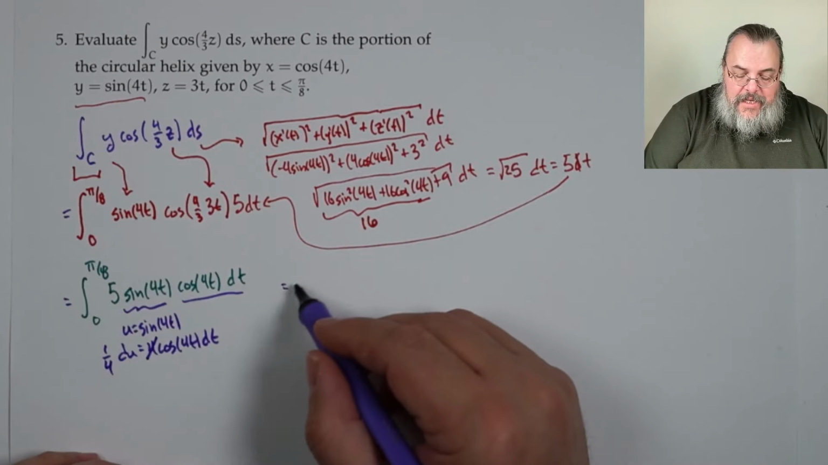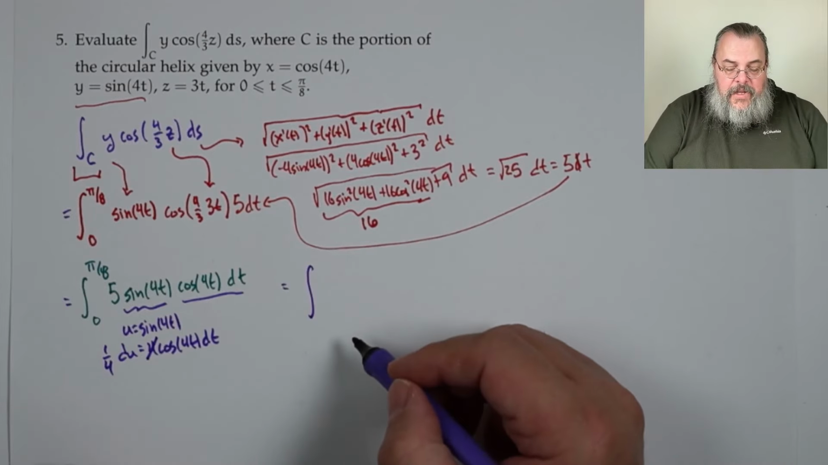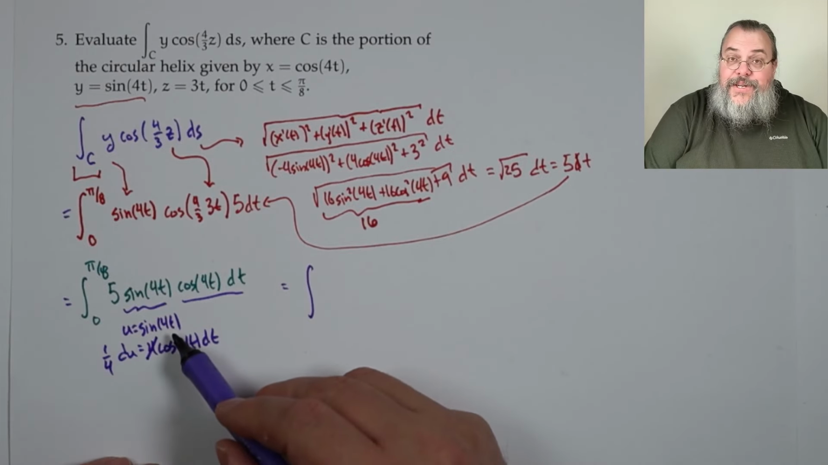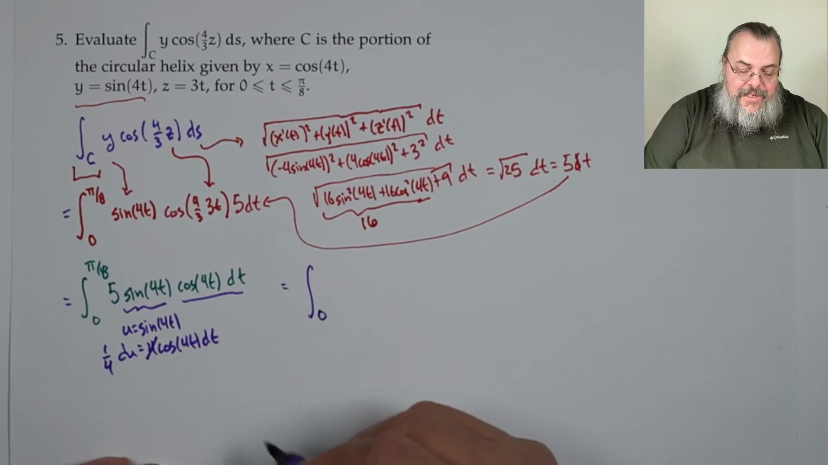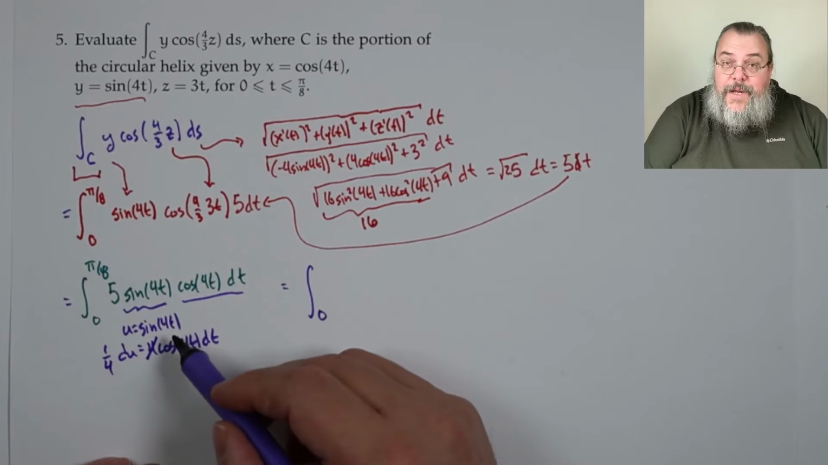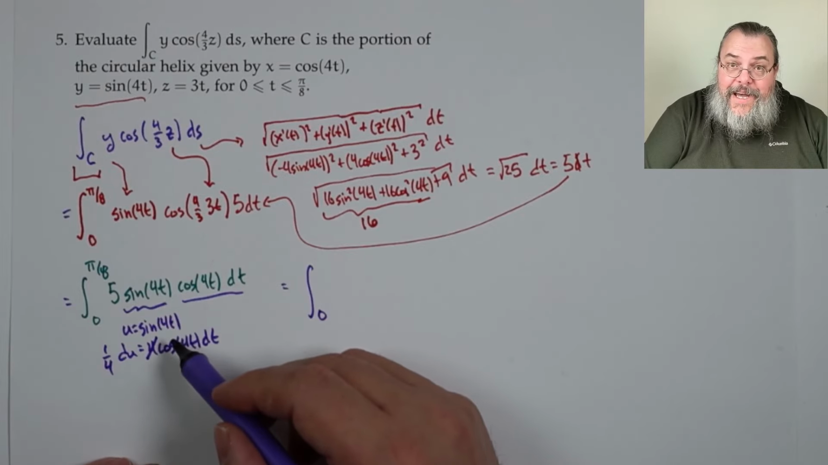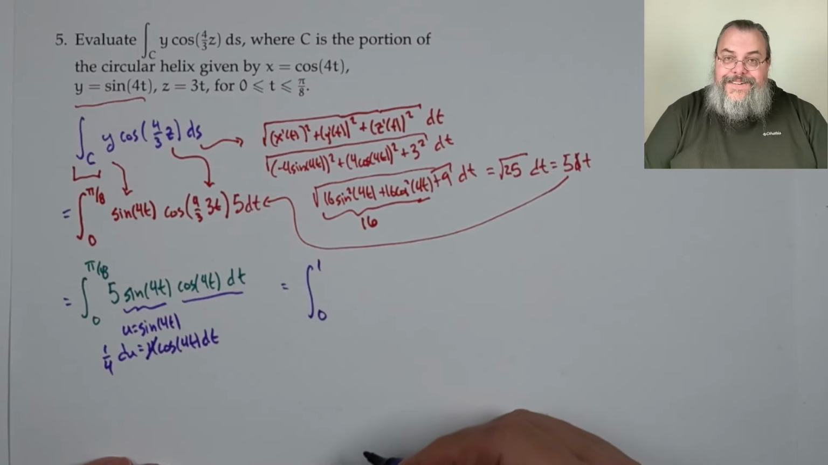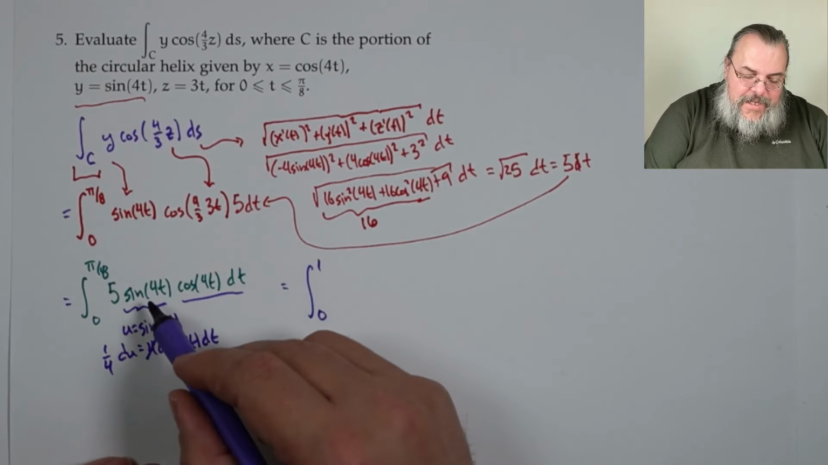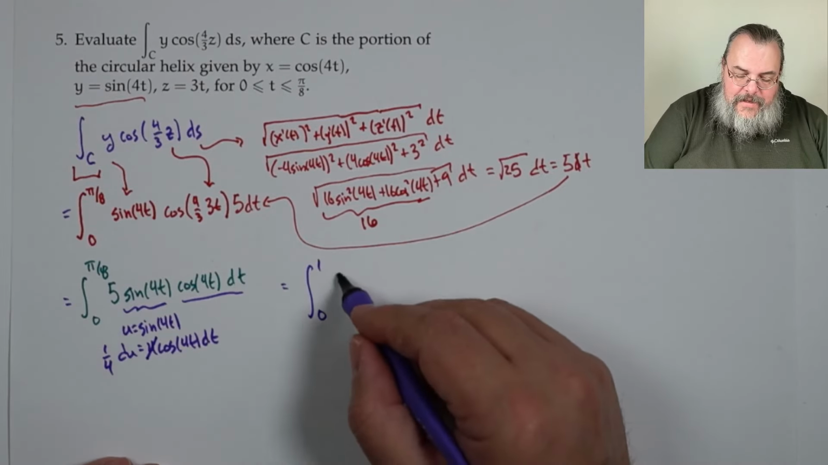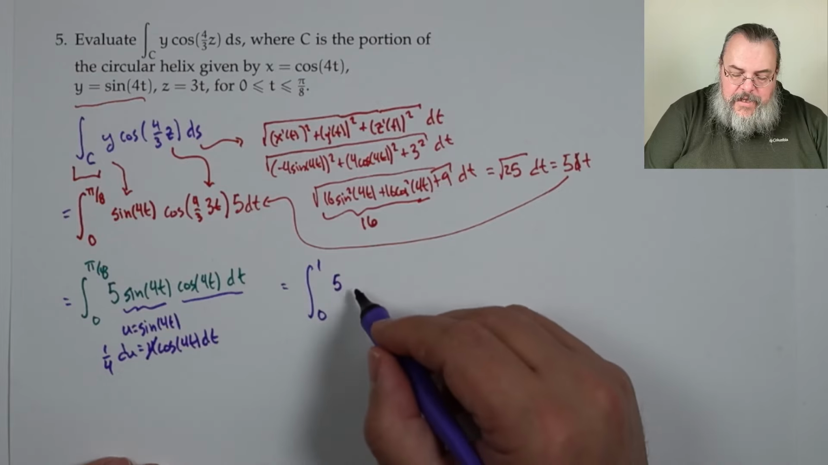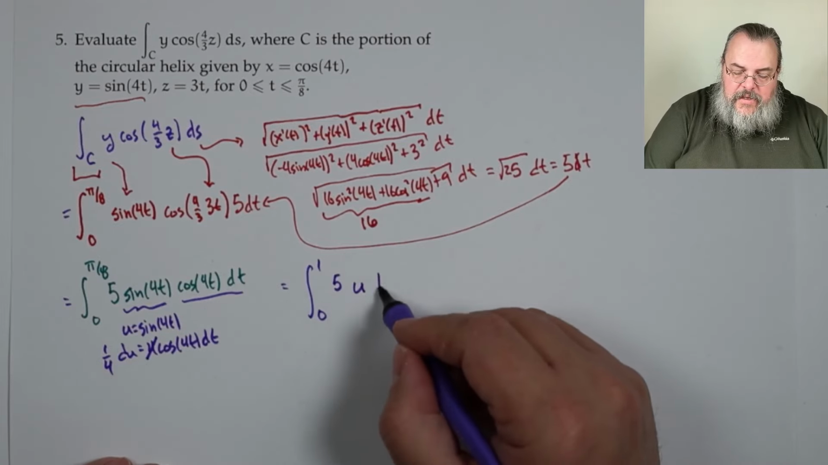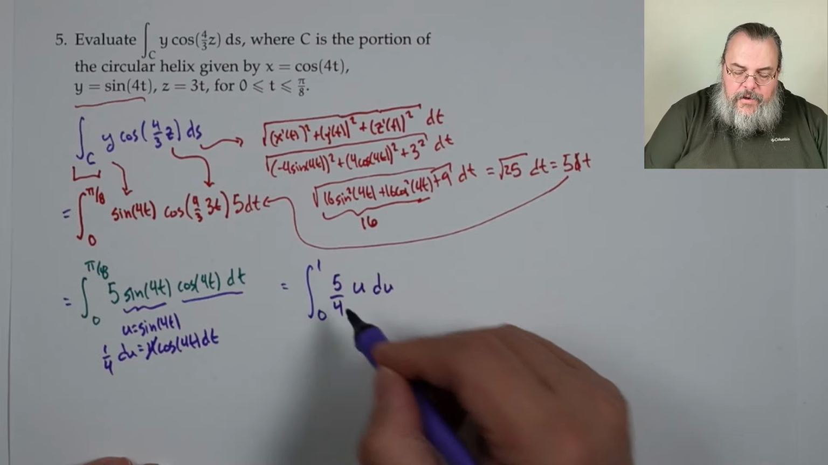Nice. All right. So continuing to update, what do we get? Well, plug in the new bounds. Plug in 0, we get sine of 0, which is 0. Plug in pi eighths. 4 times pi eighths is pi halves. Sine of pi halves? 1. Nice. Then we get 5, and this sine of 4t becomes u, and this cosine 4t dt becomes du times 1/4.